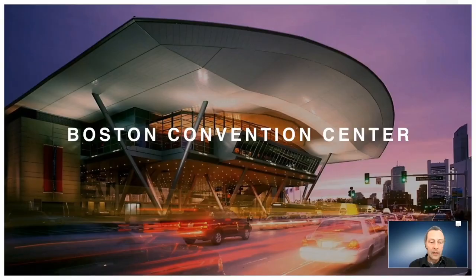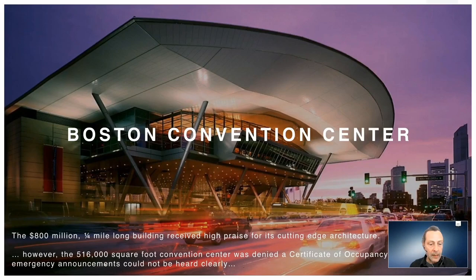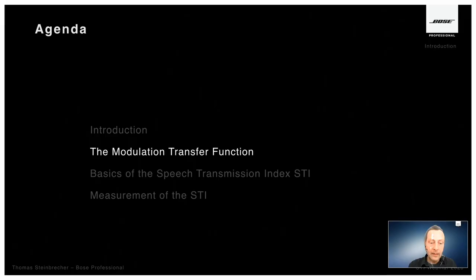We see here a picture of a Boston Convention Center. And when they wanted to open it, about 10 years ago, I'm quoting here from a local newspaper, the $800 million building, quarter mile long, received high praise for its cutting edge architecture. However, this convention center was denied a certificate of occupancy, so they couldn't open the venue, because emergency announcements from the emergency system could not be heard clearly. So that's, of course, something we do not want to happen. We want to design emergency systems where the customer can reliably use his building.